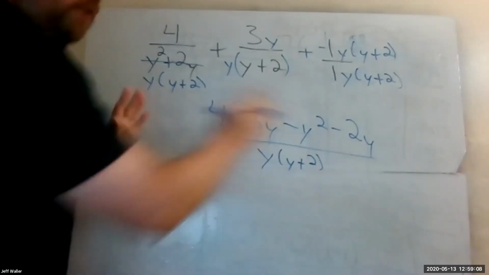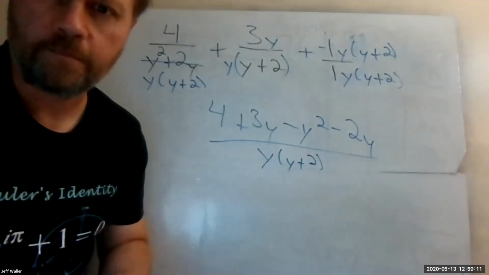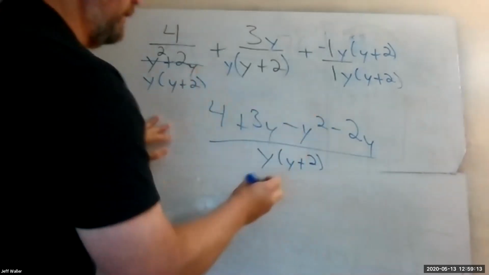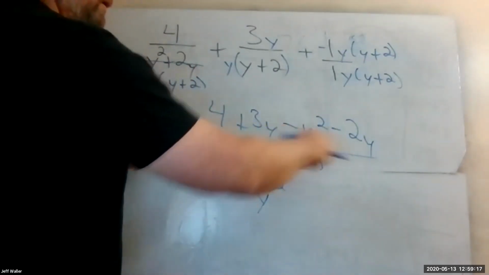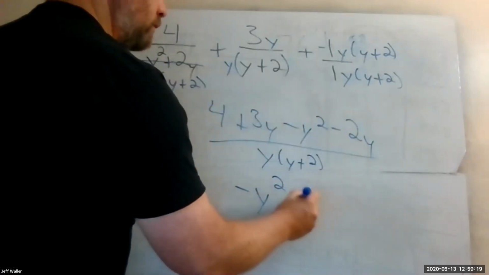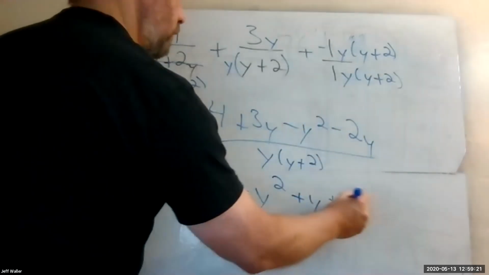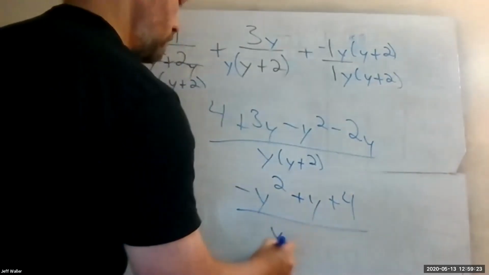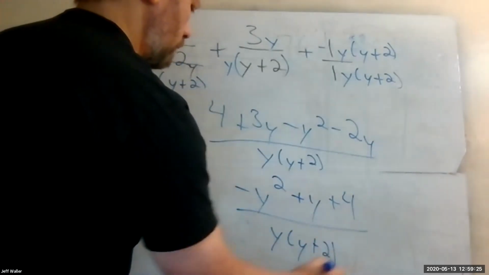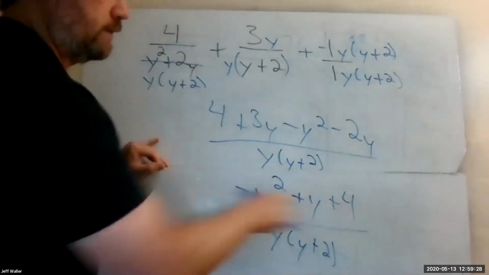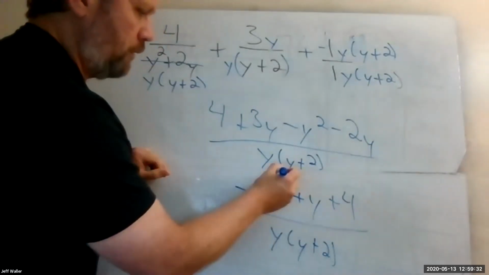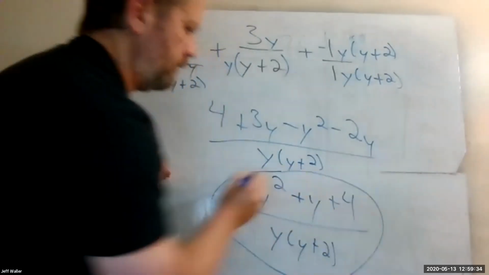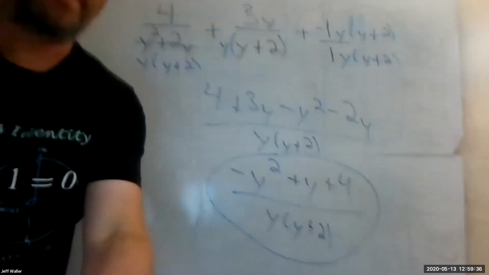Now I can put my like terms together. 3y minus 2y is plus y, and then I have a plus 4. Hopefully you guys can see that there's no factors of 4 that make 1, negative 4 make 1. There's no way to factor at the top, so I can stop right there.